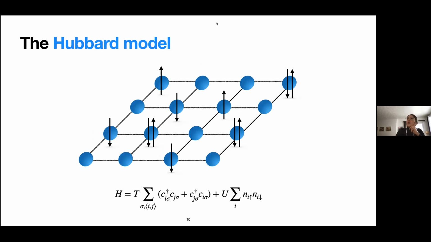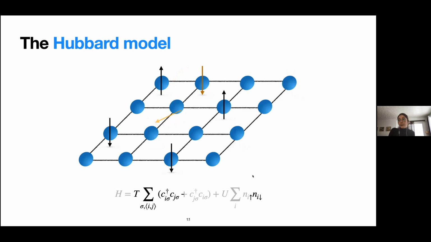So you have the first term of the Hamiltonian, the hopping term, so kind of the kinetic energy, where it describes the possibility of having an electron that goes to a neighbor site. The neighbors are defined by the edges that you can see on the lattice.